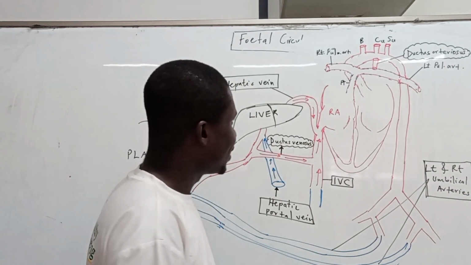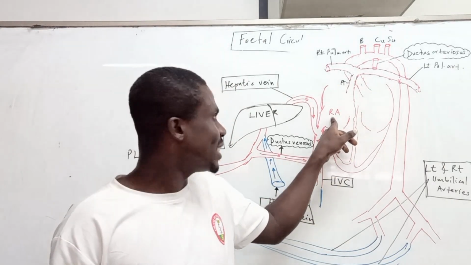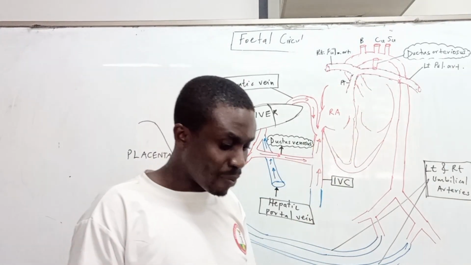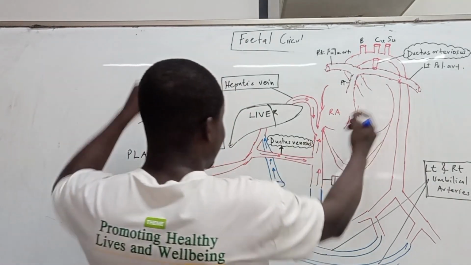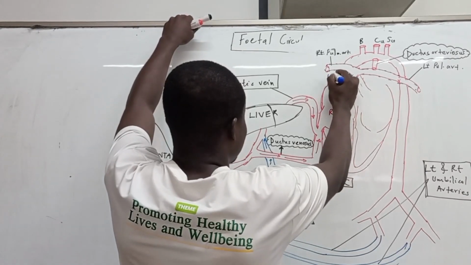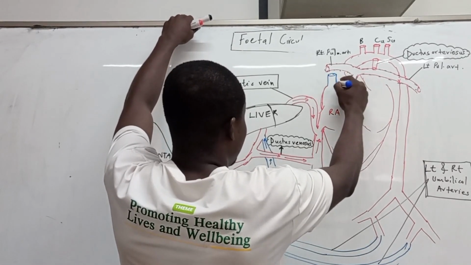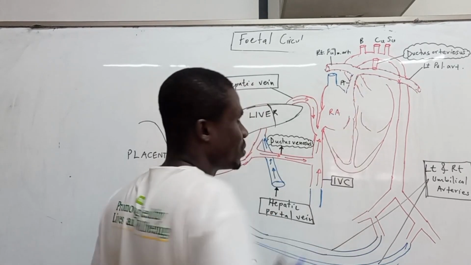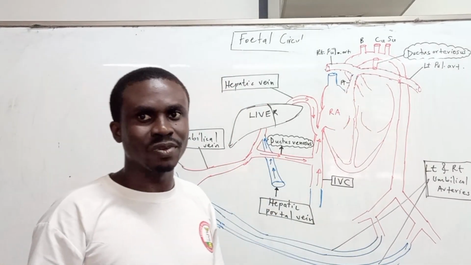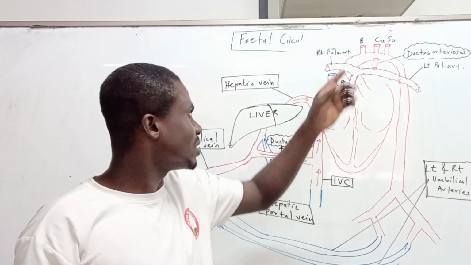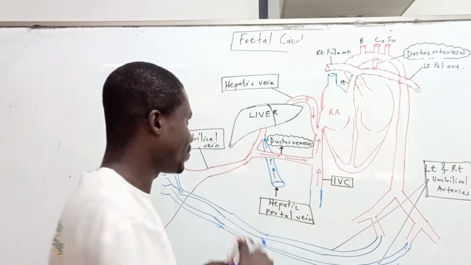Now, the blood eventually gets into the right atrium. But don't forget, if we are talking about the inferior vena cava, we are also talking about the superior vena cava, which will also drain into this area, the right atrium. The deoxygenated blood from the head region comes in here.